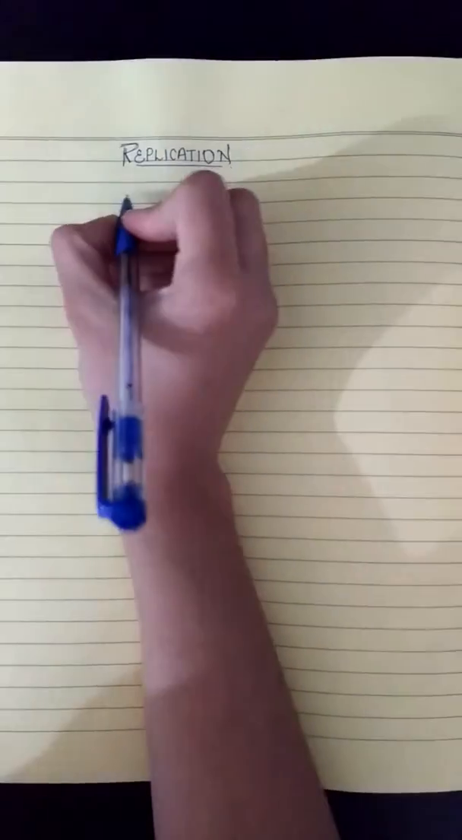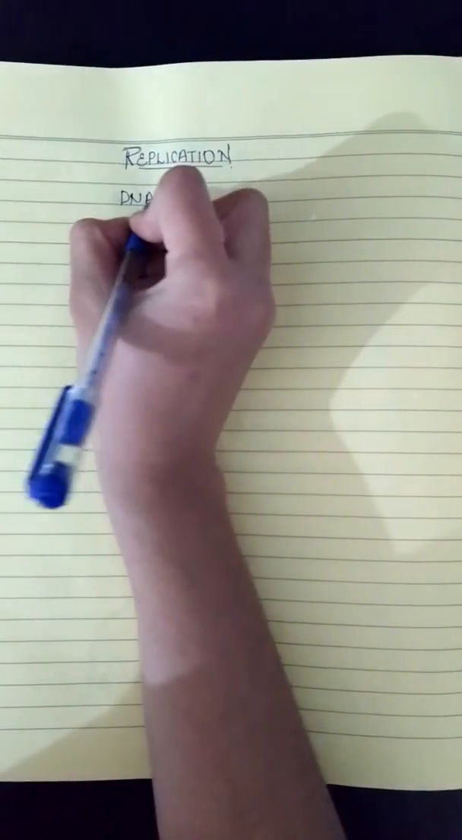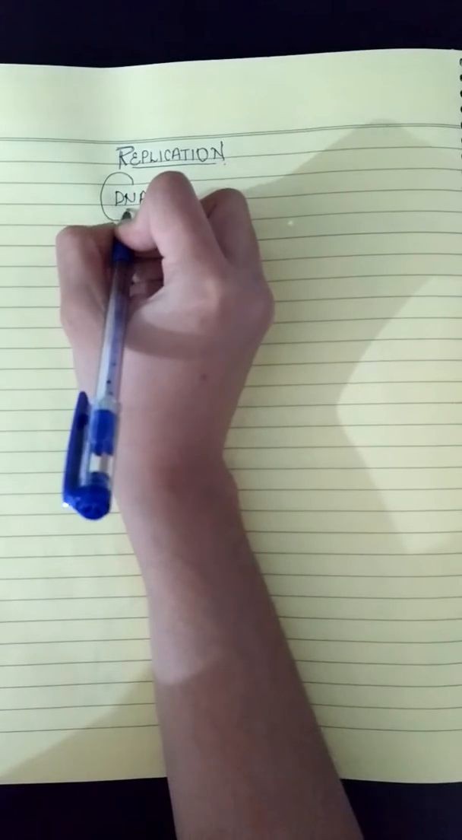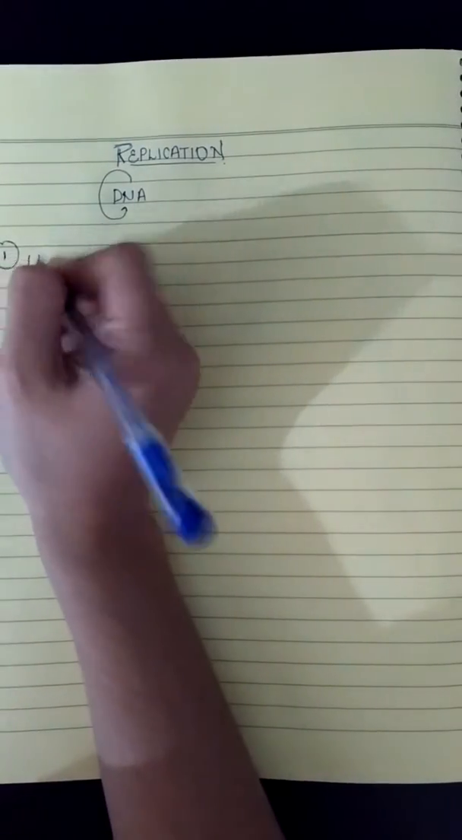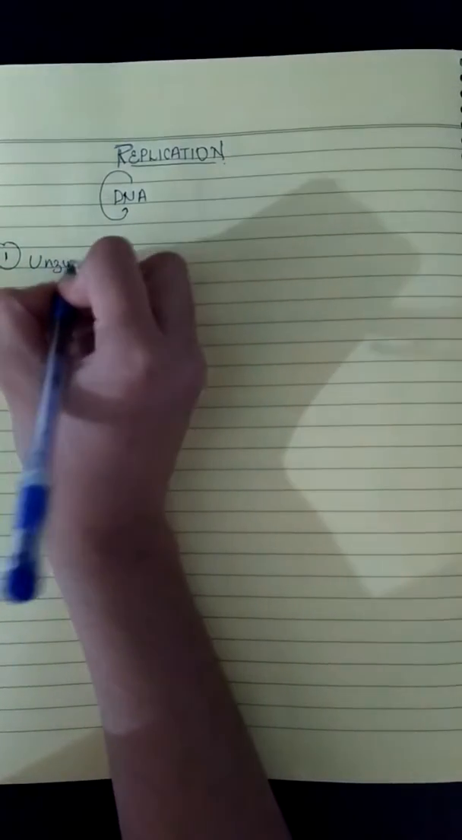So what is replication? Replication is the process of formation of DNA from DNA. DNA की old chain से new DNA का formation, this process is known as replication. So replication involves two steps. First is unzipping.